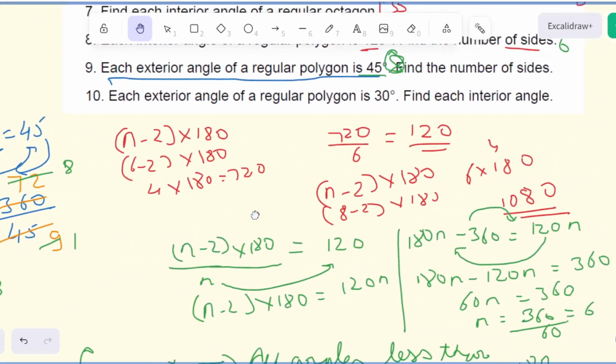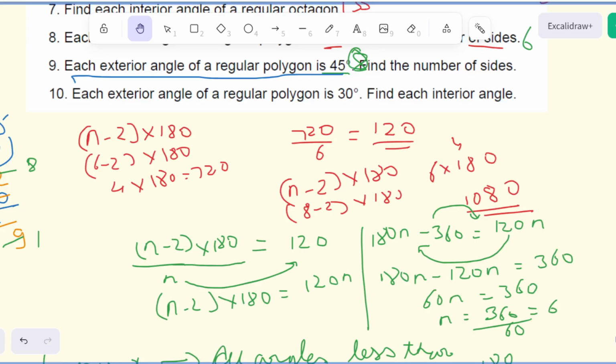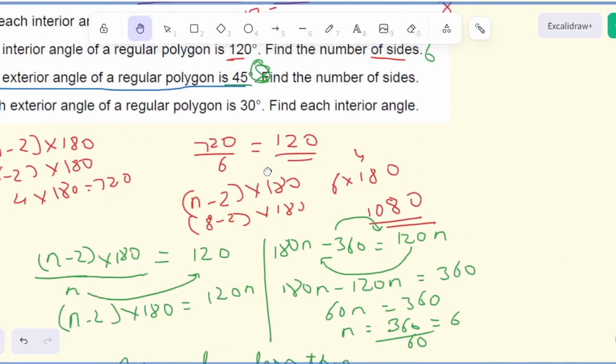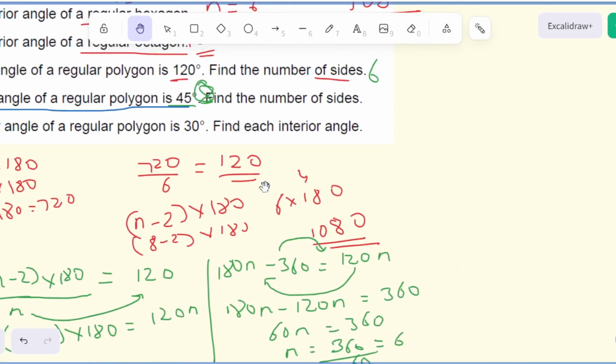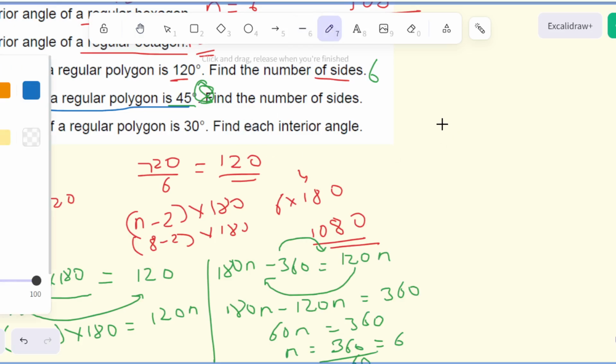Each exterior angle of a polygon is 30. Find the interior angle, right? So what they have told is each exterior angle is 30 degrees. So n is nothing but 360 divided by 30, right? From there you get the number of sides. So that is 12. N is 12. A 12-sided figure, isn't it?